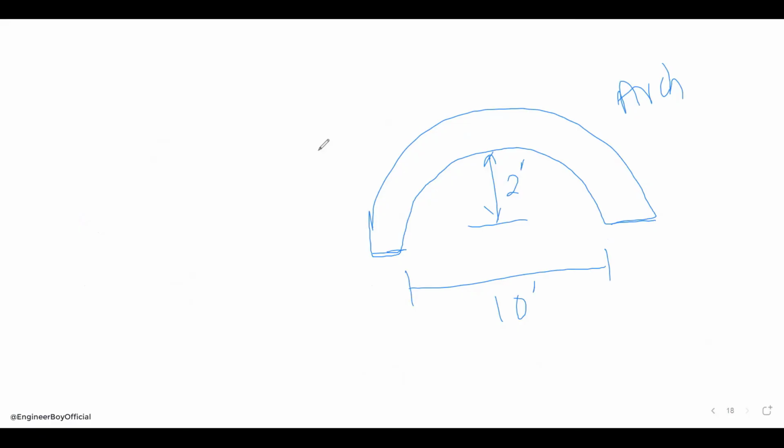All right. Now, in order to determine the length, I'm going to have the center line length for the same arch. Who's going to tell me what should be the center line length for the same arch? Anyone?